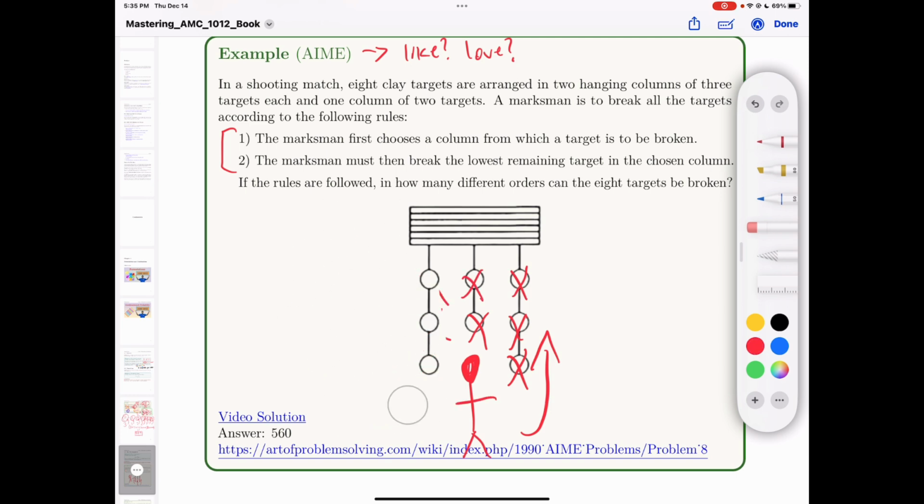So let me fix this. Let me fix this guy up. If the rules are followed, how many different orders can the 8 targets be broken in?